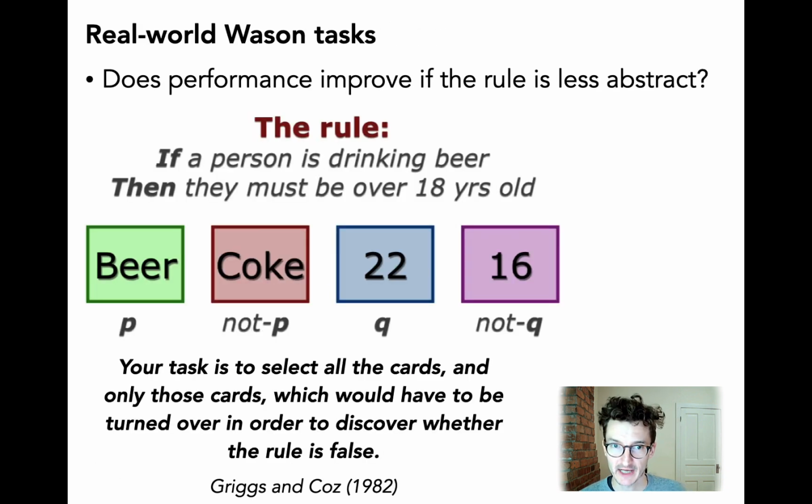So we can ask, does performance improve if the rule is less abstract? So maybe if we make this problem more based in the real world, people are better at thinking logically, better at falsifying rules. So here's an example of that. This is from a study run in the 80s, where they attempted to take the conditional syllogism and make it a bit more like a problem that you would encounter in the real world. So here's the rule. If a person is drinking beer, then they must be over 18 years of age. And you have to falsify the rule by flipping over 2 cards.